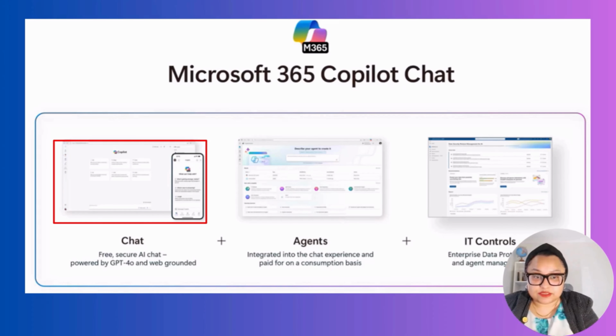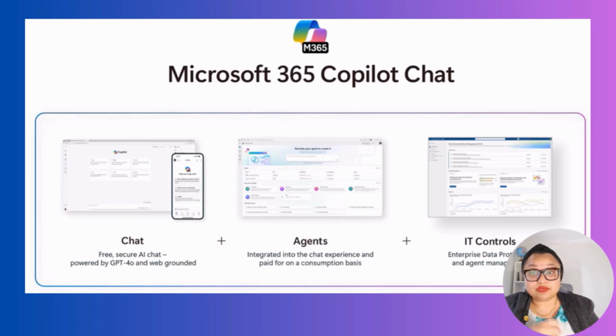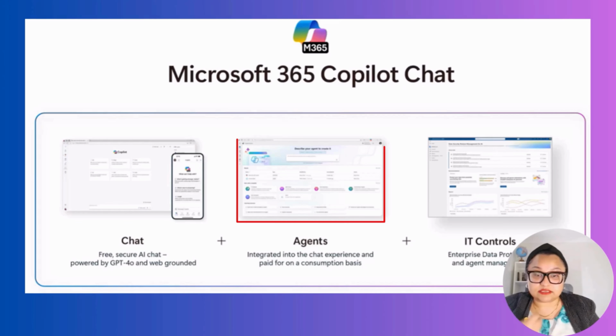GPT-5 is optimized for speed, accuracy, and reasoning. Future versions will continue to improve context understanding and multi-step reasoning, making Copilot even smarter.